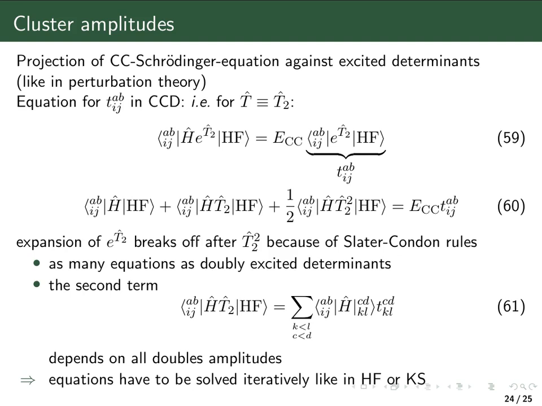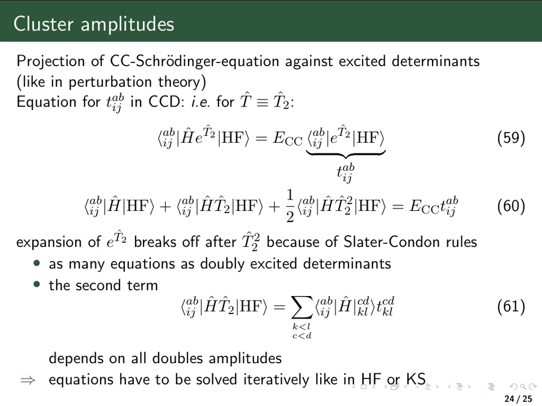Now, of course I have to do that with all possible doubly excited determinants to get equations for all their amplitudes. So I get as many equations as there are doubly excited determinants, which I of course need because I have to find all the double excitation amplitudes.